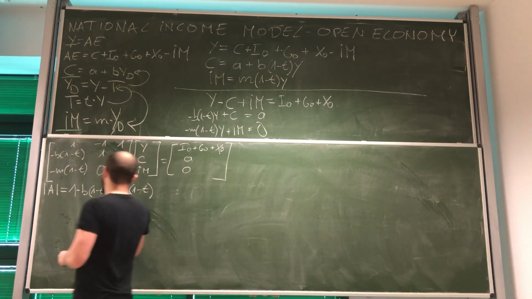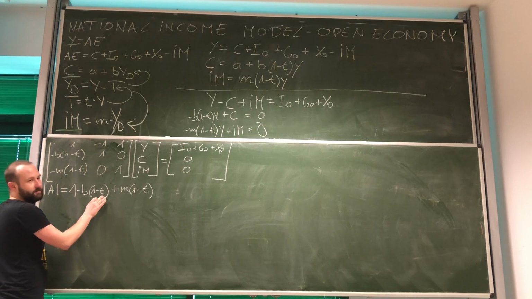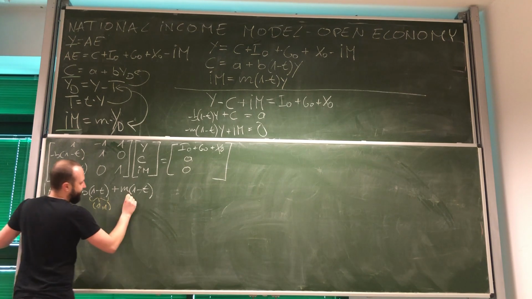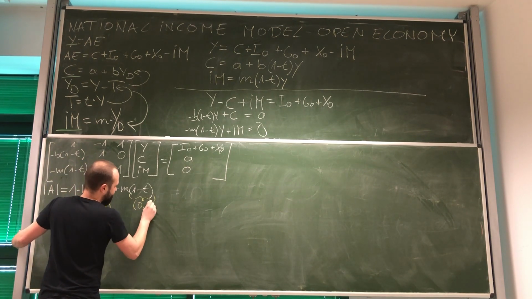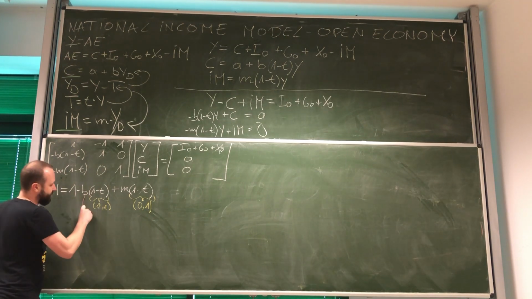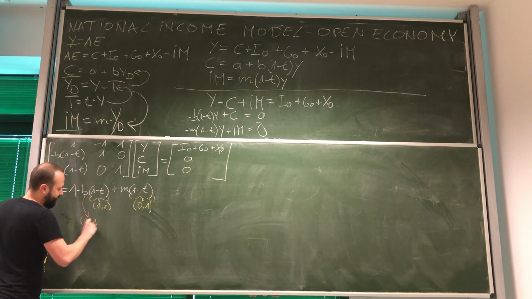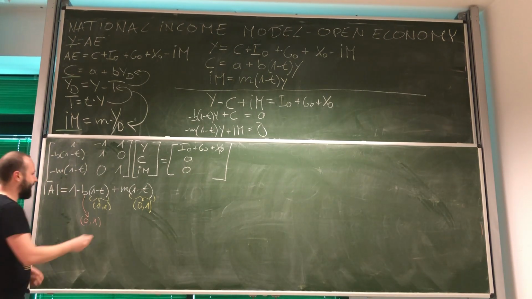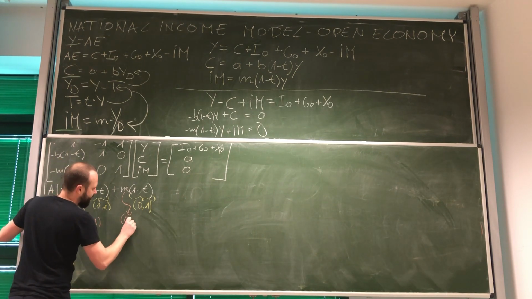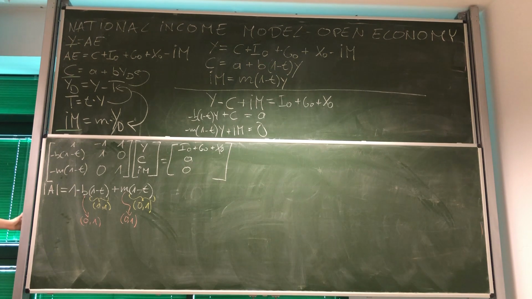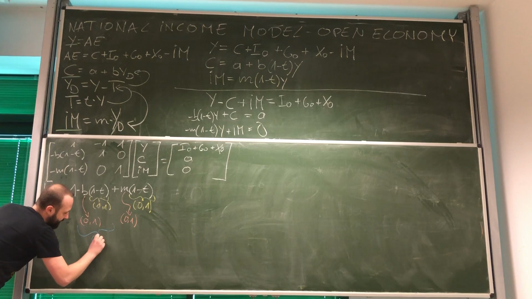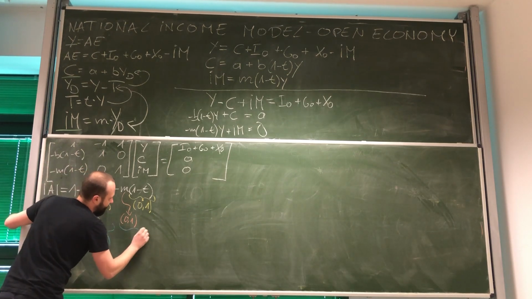Okay, and what do we know here? T, of course, is between 0 and 1. So 1 minus t must be between 0 and 1. This, again, as well. So here we've got MPC, marginal propensity to consume, that needs to be between 0 and 1. And here we have marginal propensity to import, which also needs to be between 0 and 1. So, products of these two needs to be between 0 and 1, and the same here.